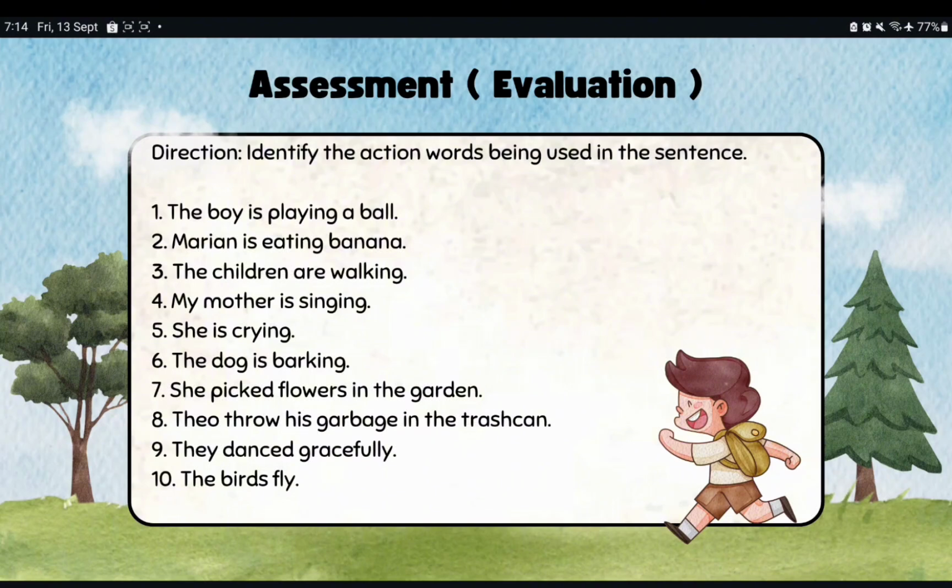So as we can see, in every sentence there are action words. Just like number 1, we see that the action word here is playing. So the boy is playing a ball.